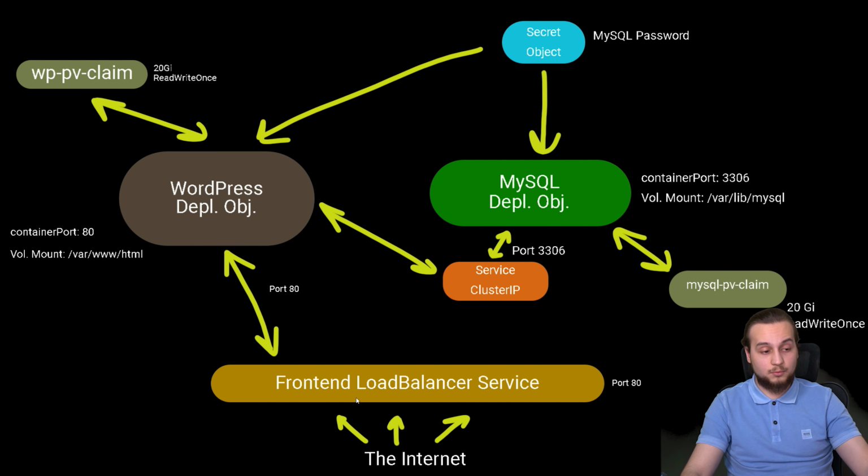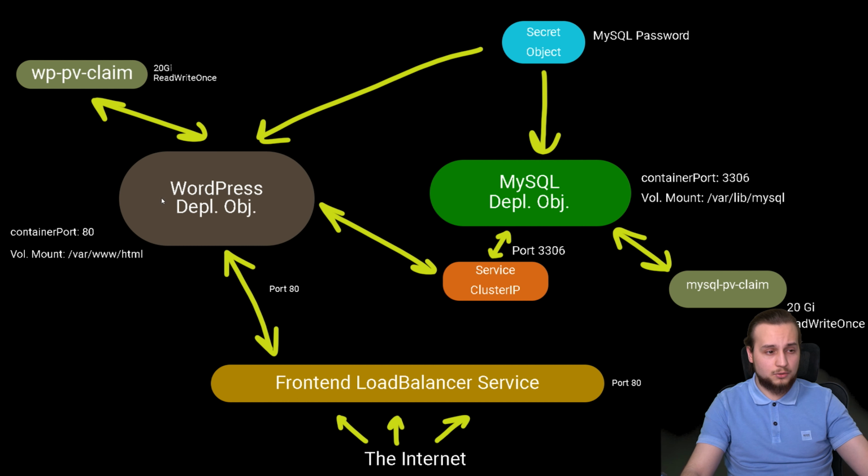So the machines on the internet will interact with the front-end load balancer service on port 80. And that front-end load balancer service is communicating with the front-end instance, which is a WordPress instance deployment object, on port 80. The WordPress deployment object has a persistent volume claim, and it's mounting it at /var/www/html. And because WordPress instances require the database password, it can get that password from the secret object.